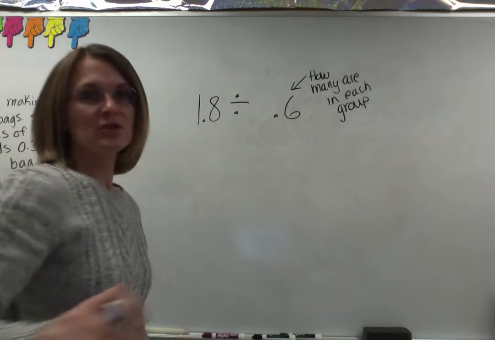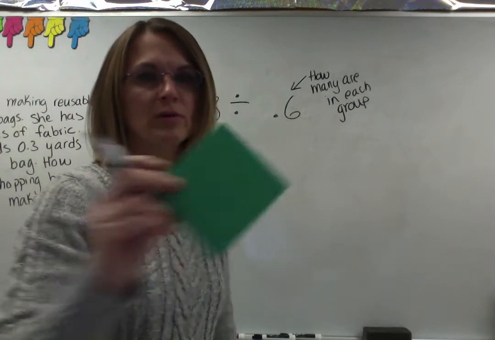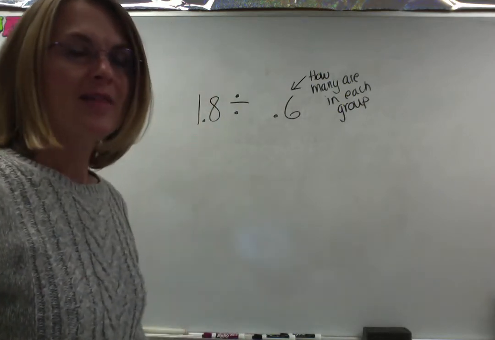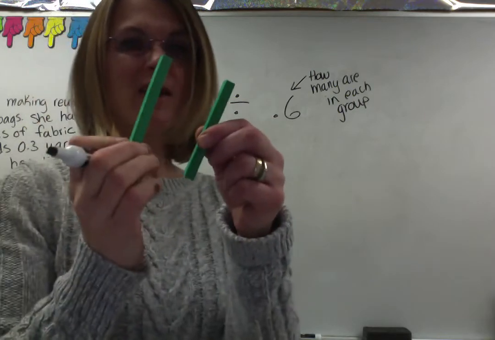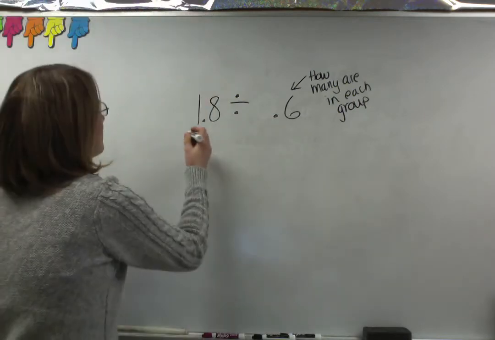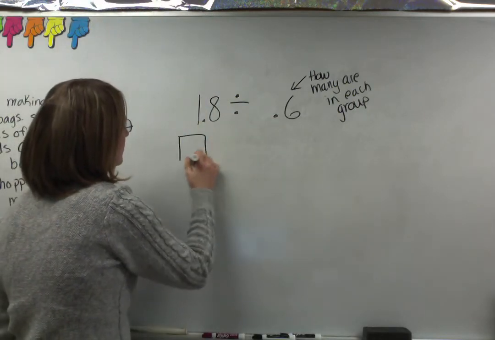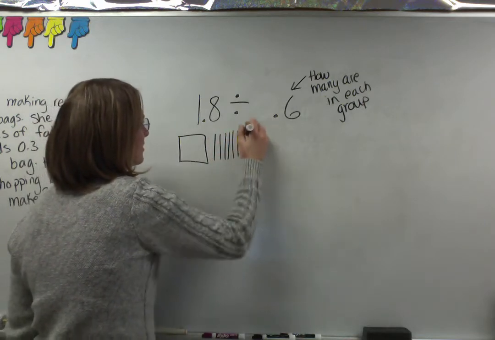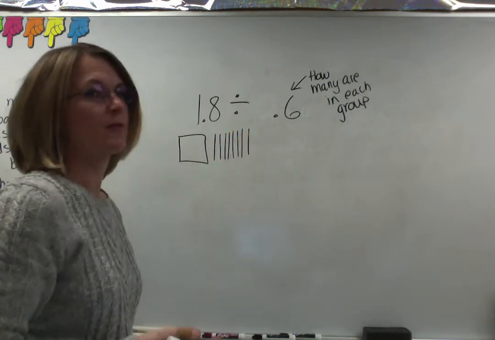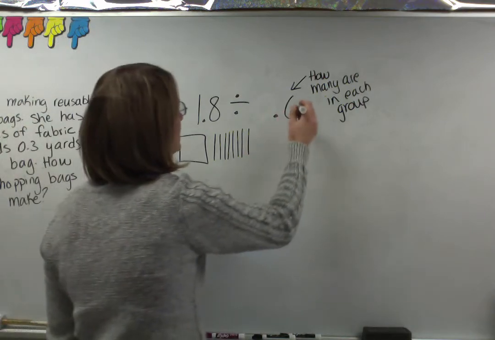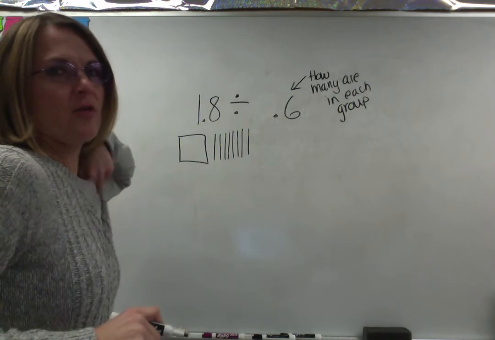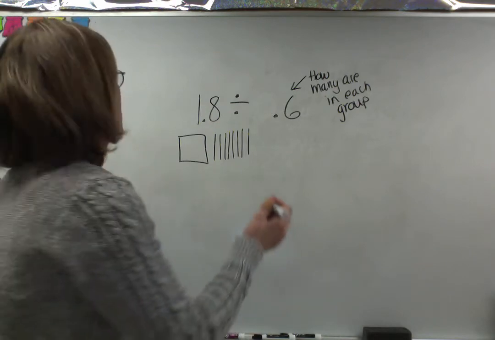So again, if I was going to draw a model, I would have one whole, which is a whole grid. This is what I'm dividing. I'm splitting this up. And then it's one whole and 8 tenths, so I'm going to have 8 rows, okay? So I'm going to have one whole, and 1, 2, 3, 4, 5, 6, 7, 8, which is almost 2 wholes, by the way. And what I have to do is split them into groups of 6 tenths. So each of my groups has to have 6 tenths in them.